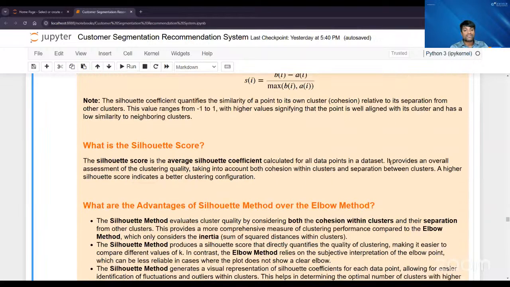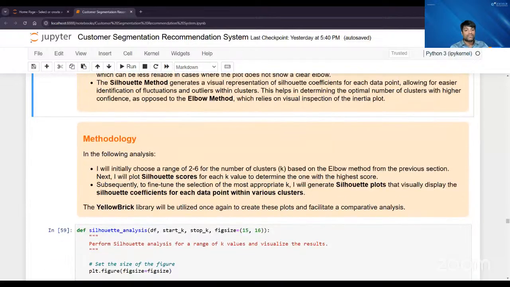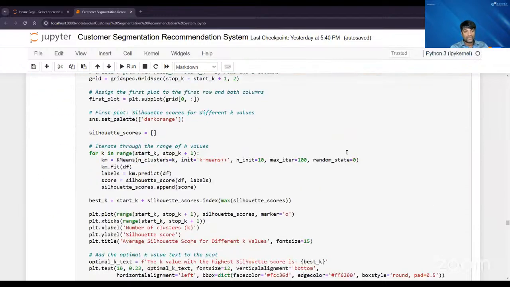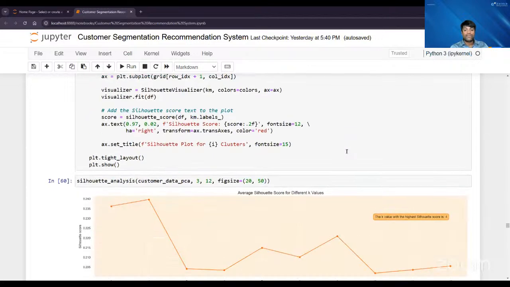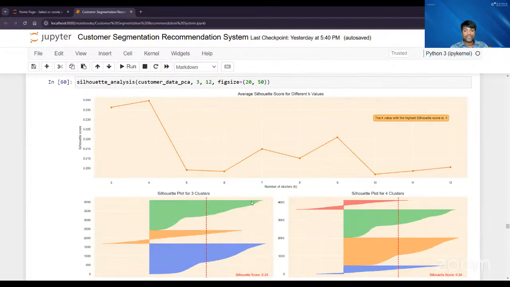You can go back to the theory part and read what the Silhouette method is. Now let us focus on what happens in the Silhouette method. Let us go to the graph. This is how we apply the Silhouette score. This graph will show where the data points are at the highest point. So this is a different way of visualizing.